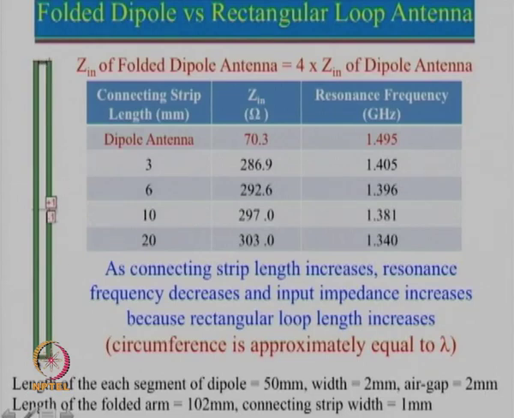The total loop circumference will increase, and we can notice here that the circumference is approximately equal to lambda. If we add up all the dimensions and calculate the resonance frequency, you will see that with an increase in the strip length, the total length will increase. So the resonance frequency should decrease. A folded dipole antenna can be very easily explained by a rectangular loop antenna.